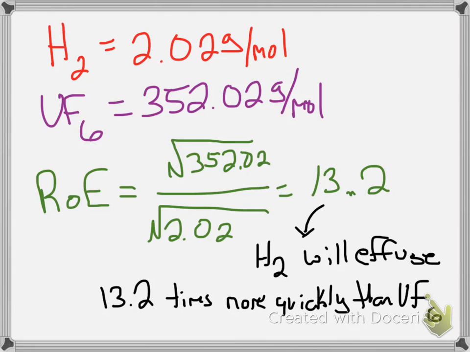ratio. If you flipped it, if you did the square root of 2.02 over the square root of 352.02, you're going to get a very small number, and you have to change the verbiage in your sentence. Let's say the number you get is like 0.06. Then you'd have to say uranium hexafluoride will effuse 0.06 times as fast as hydrogen. So you have to change your wording that way. If you understand the math, you have to understand the wording to report your number correctly.